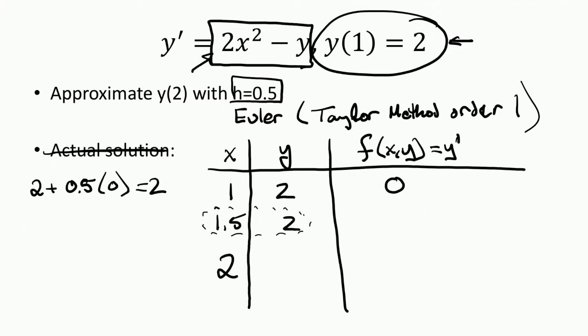Sam's gone, but Zane is here. Zane, what do you get when you plug x equals 1.5 and y equals 2 into that thing up there at the top? 2.5. All right, so it's just 2 times 2.25 minus 2. Very nice. So that's the new slope. Now we're going to do the same thing we just did: the old value, 2, plus the step size times now 2.5.